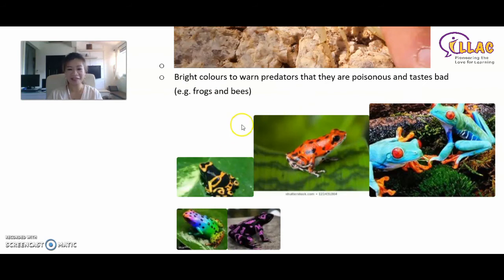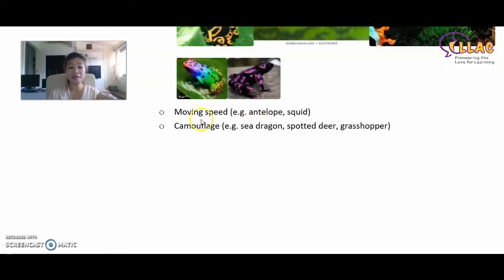The brighter their color, the worse their taste is. Of course there are some animals that try to run away as fast as they can. The squid is very fast, the antelope is very fast too. But their predators will be equally fast. For example, who is able to chase the antelope? Most likely the cheetah, the fastest animal on land.